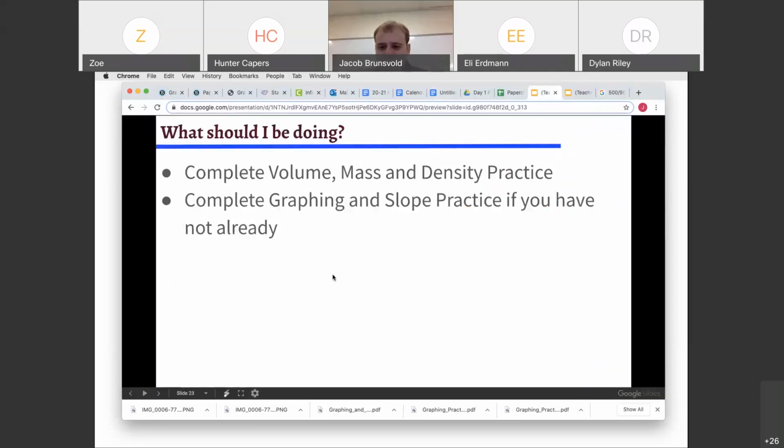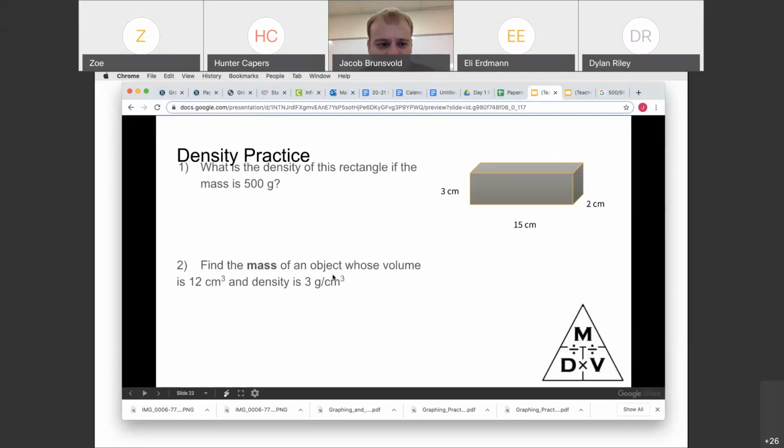Okay, let's go back here. All right, so then go ahead and try the second one. Find the mass of an object whose volume is 12 centimeters cubed and the density is 3 grams per centimeter cubed. So this one is a little bit easier because it's only a 1-step problem. Just use this triangle to try to solve for it. And we're finding the mass, so you'll cover up mass, and that will tell you what to do with the other answers.